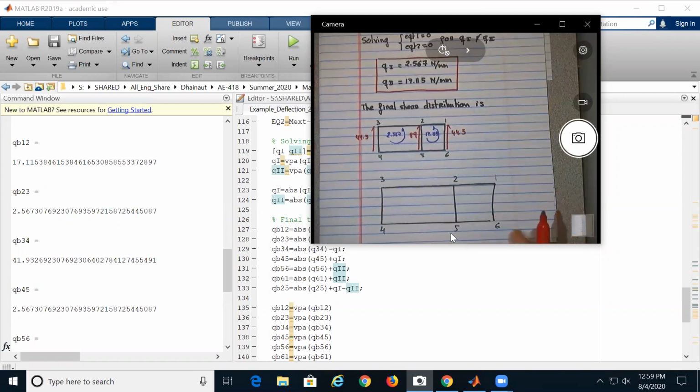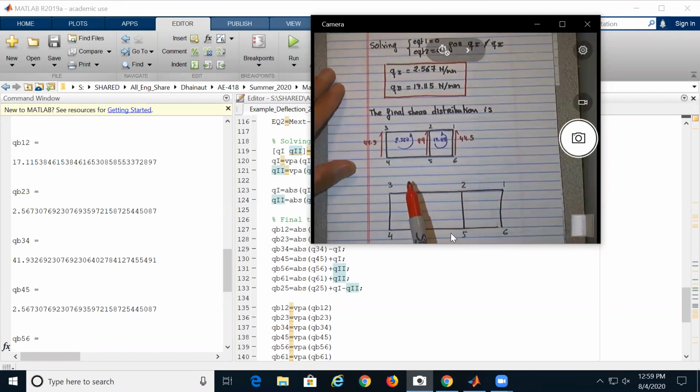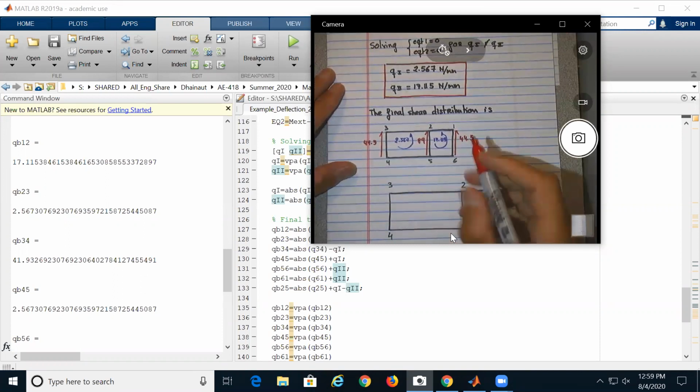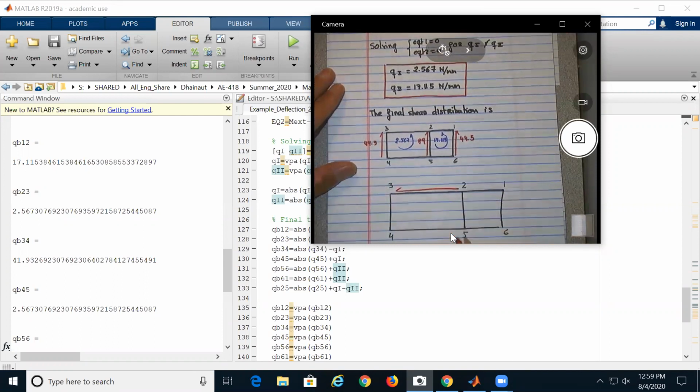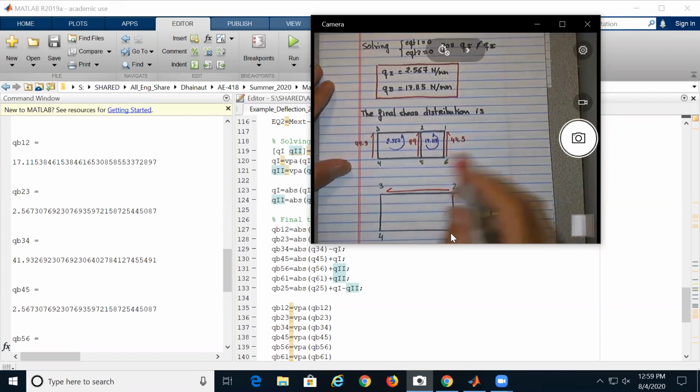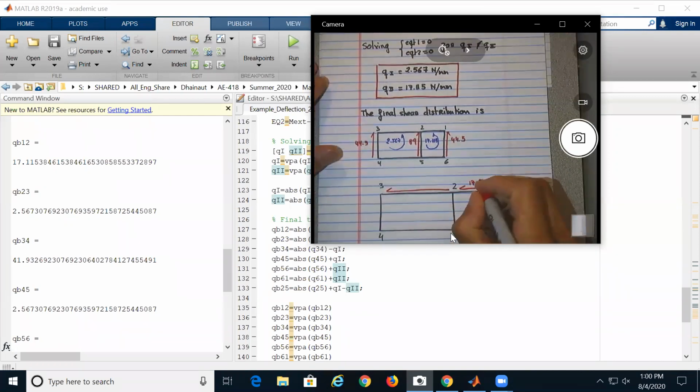Okay, so let's see. If we look at the figure here, what will we have? This one should just be equal to Q sub 1, which is 2 point, no. We're looking up, okay. So Q12 is this one. Let's start by this one. Should just be Q2, which is 17 point, let me just say 17.2, okay? I'm gonna simplify everything. 17.2. 17.115, but it doesn't matter. Then Q23 should be equal to Q1, which is 2.567, let's say 2.6.